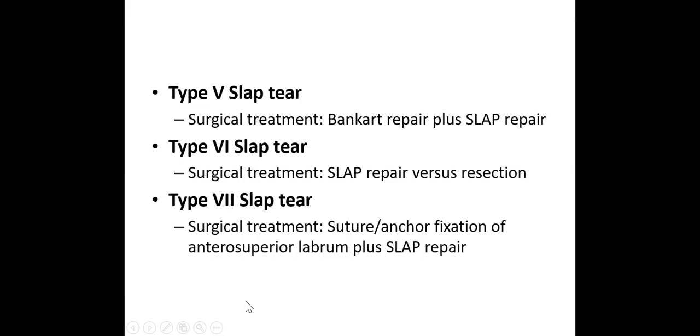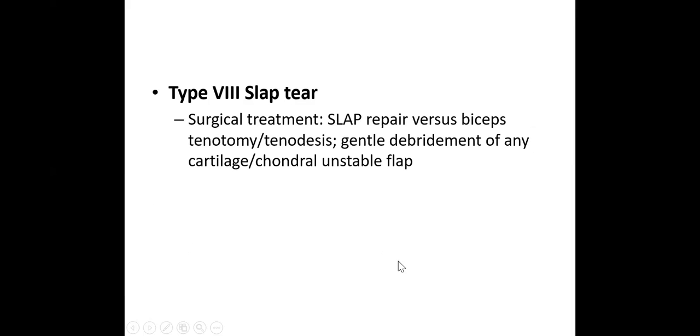And the type 5 slab tear where there is a Bankart involvement, so स्लैब रिपेयर के साथ साथ जो है बैंकार्ट रिपेयर भी जरूरी है. टाइप 6 स्लैब टियर, वहाँ पे जो है स्लैब रिपेयर वर्सेस रिसेक्शन. एंड टाइप 7 पे वहाँ पे एंकरिंग फिक्सेशन ऑफ द इंटीरियर सुपीरियर लेब्रम साथ साथ जो है विद द स्लैब रिपेयर. In the type 8 slab tear, surgical management is the slab repair versus biceps tenotomy and tenodesis, gentle debridement of any cartilage or condyle unstable.